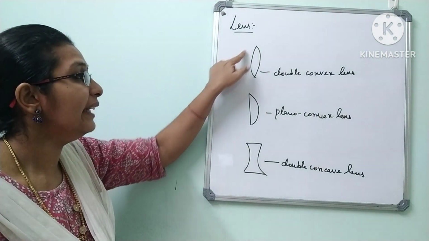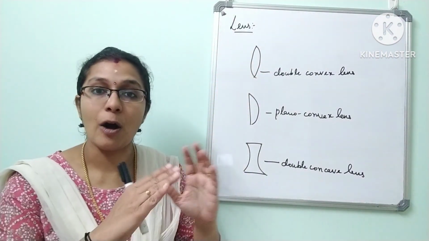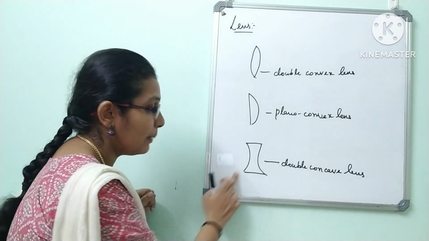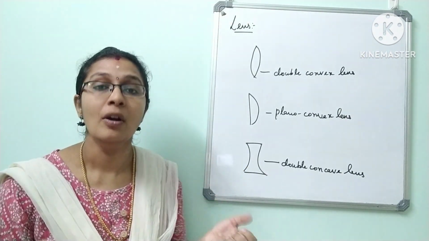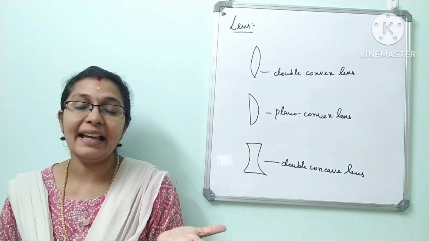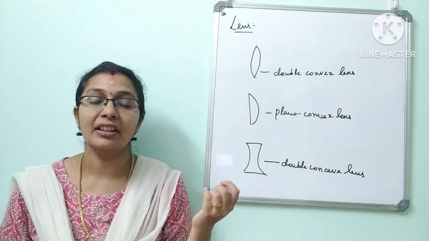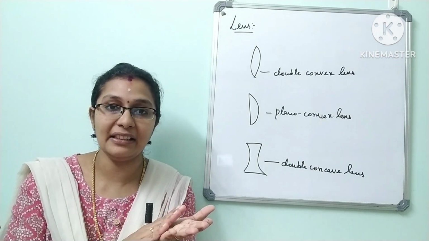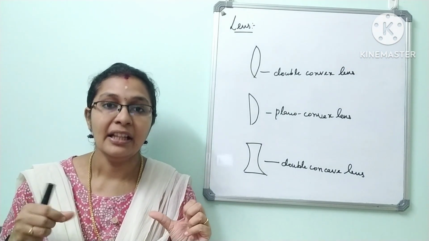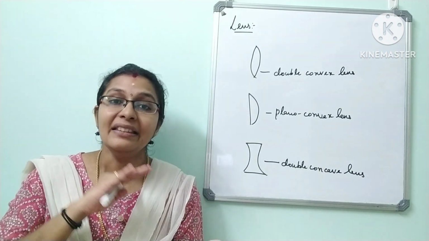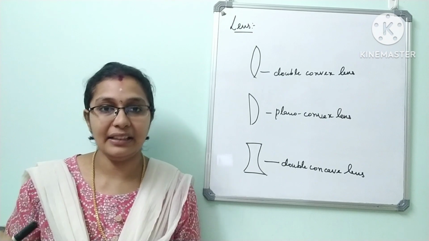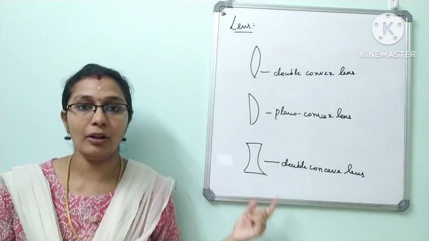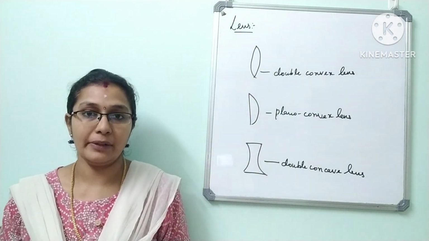Yes. So here it is bulging outwards. Here it is bulging inwards. Yes or no? When compared to a mirror, in a lens, you will see there is some thickness at the center and it is thin at the edges. In some cases, it would be thin at the center and thick at the edges. It depends on whether it is a concave or convex lens.